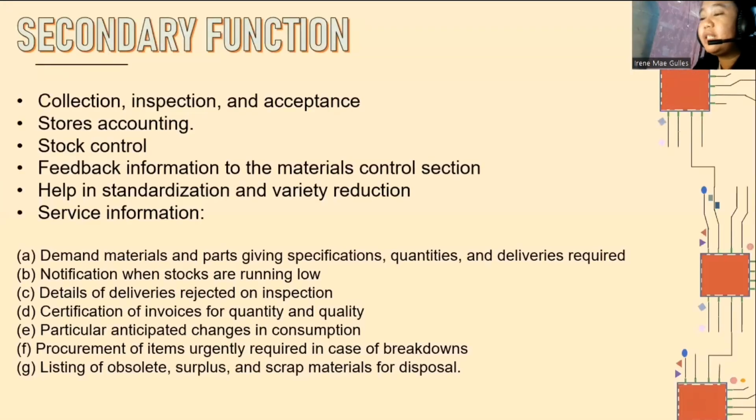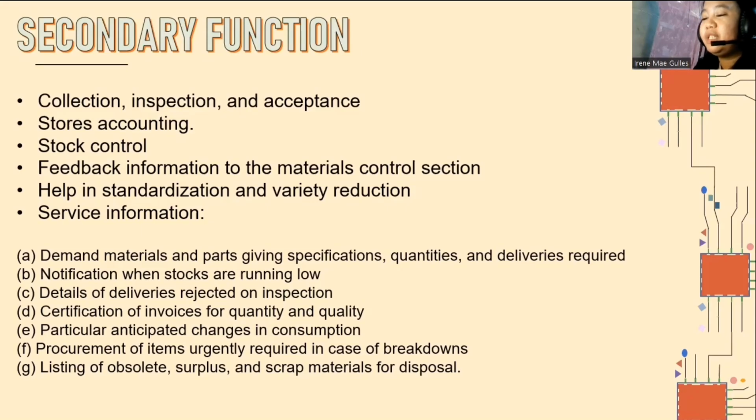In our secondary functions, the activities related to the store's function are, first, collection, inspection, and acceptance. This means to ensure good housekeeping so that material handling, preserving, stocking, receipt, and issue can be done adequately. Next is store accounting: keep a systematic record of stock that arrives and leaves your store. Next is stock control, to reduce losses due to accumulated inventories, discrepancies, and abnormal consumption, through effective control measures.